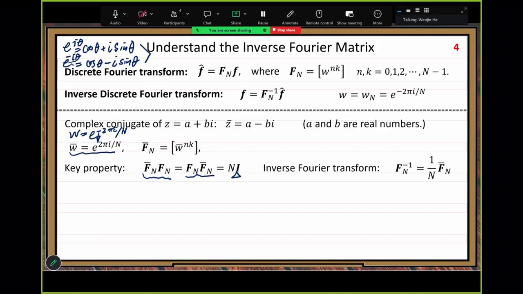Think about how fast it is to calculate this inverse. The conjugate is fast, because you just change the sign from plus to minus, and we do not need to do a transpose. Then we only need to multiply by 1 over capital N. This operation is very fast, so we don't worry about the computation part.